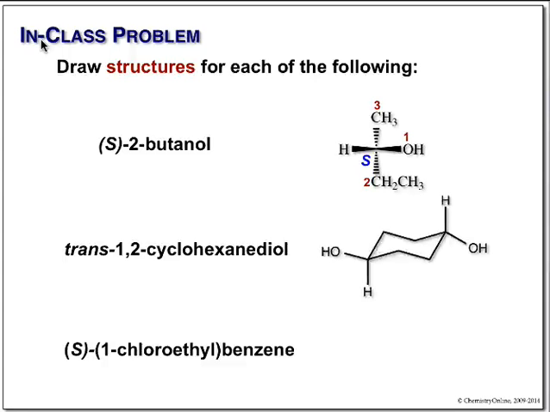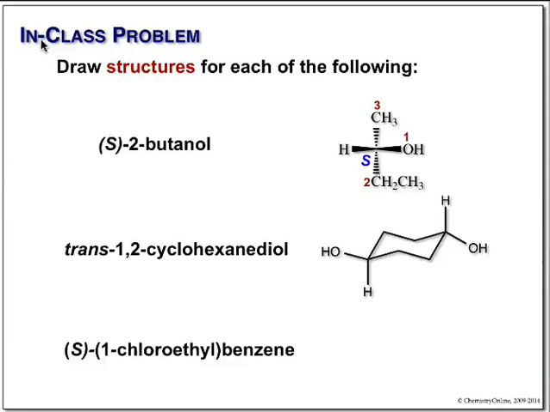Our next one, moving on quickly. We have a substituted benzene. Our substituent is a chloroethyl group. Now, a chloroethyl is simply a 2-carbon unit. It's attached at carbon number 1 by definition. And attached to carbon 1, we also have a chlorine.